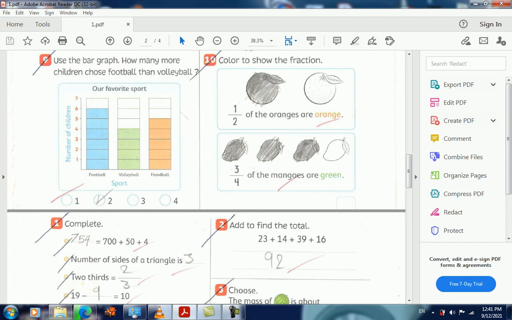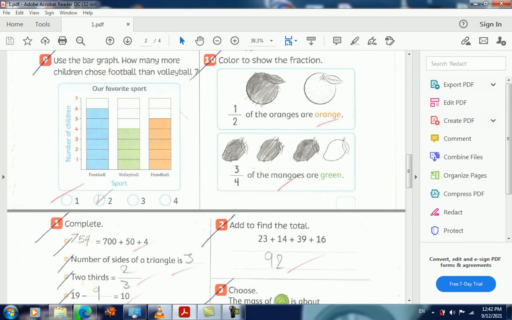Now he's asking about how many more children. This means what? This is a difference problem, okay, a minus. We got the number of the children who love football and the number of the children who love volleyball. So 6 minus 4 is 2. So there are 2 extra children who love football than volleyball. So it's 2.